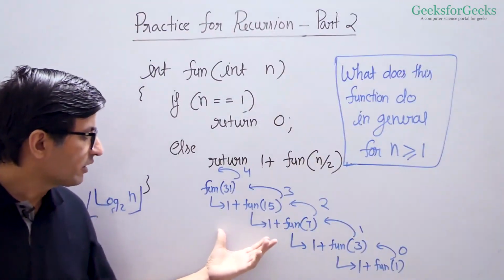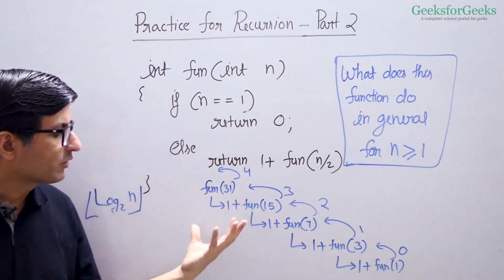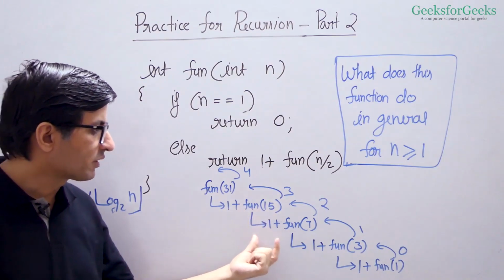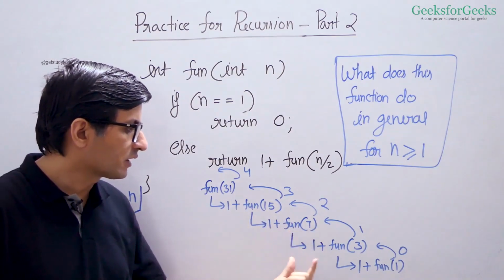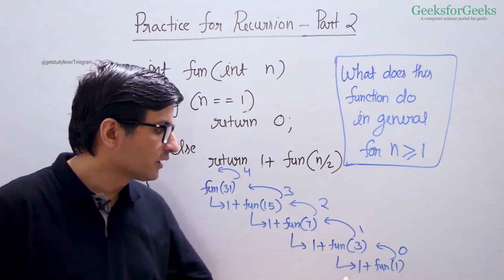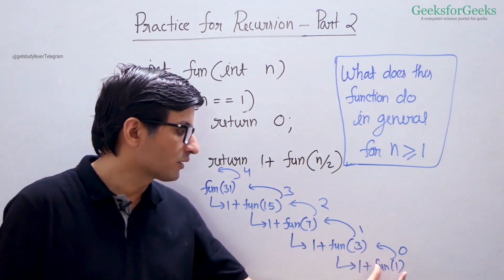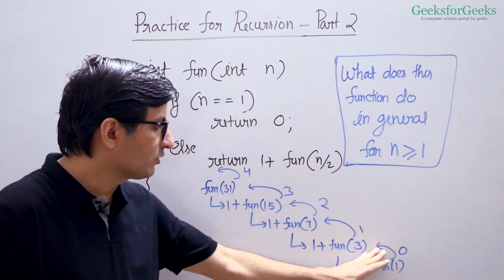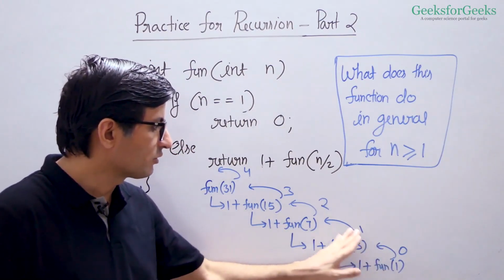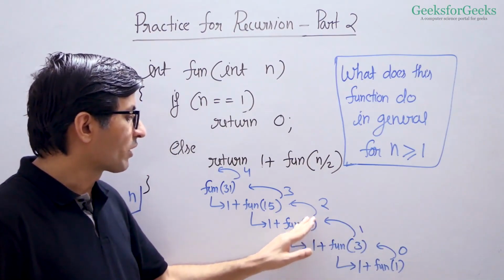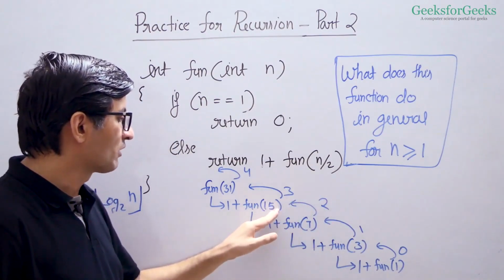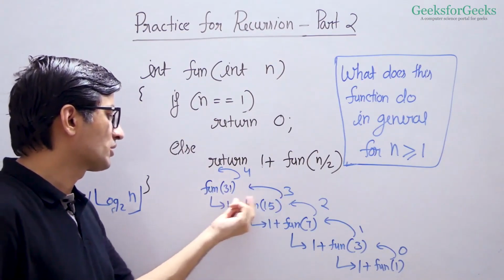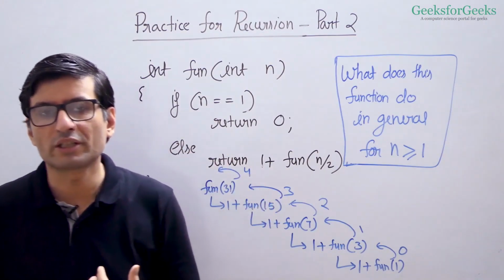You may notice that for 31 also, we are going to get the answer as 4. For 31, you will call 1 plus fun 15, fun 15 will call 1 plus fun 7, then it will call 1 plus fun 3, then it will call 1 plus fun 1, right? 3 divided by 2, when you do integer division, you get 1. This will return 0, right? And this will return 1 plus 0, 1. This will return 1 plus 1, 2 to its parent, and the parent will return 1 plus 2, 3 to its parent, and the parent call will return 1 plus 3, 4 to the parent. So for 31 you are getting 4.